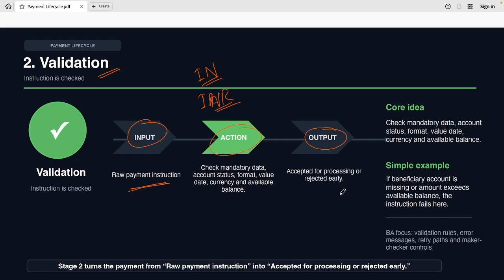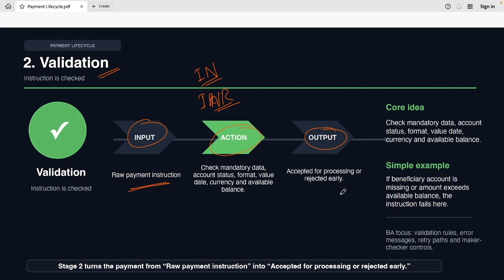Suppose the customer enters the payment amount but does not provide a beneficiary account number. So the system may display an error such as beneficiary account number is required. Similarly, suppose the customer wants to send 10,000 rupees but has only 7,000 available in his account. The payment may fail because of insufficient balance.